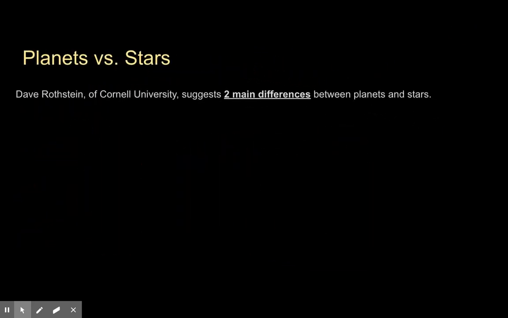When we talk about planets and stars, Dave Rothstein of Cornell University has suggested two main differences between planets and stars. Okay, so first of all, let's take it back to the extreme basics here. Earth is the planet that we live on, correct? And our star, which makes up the sort of anchor for our solar system, is the sun. Okay, so what's the difference between, say, the Earth and the sun?